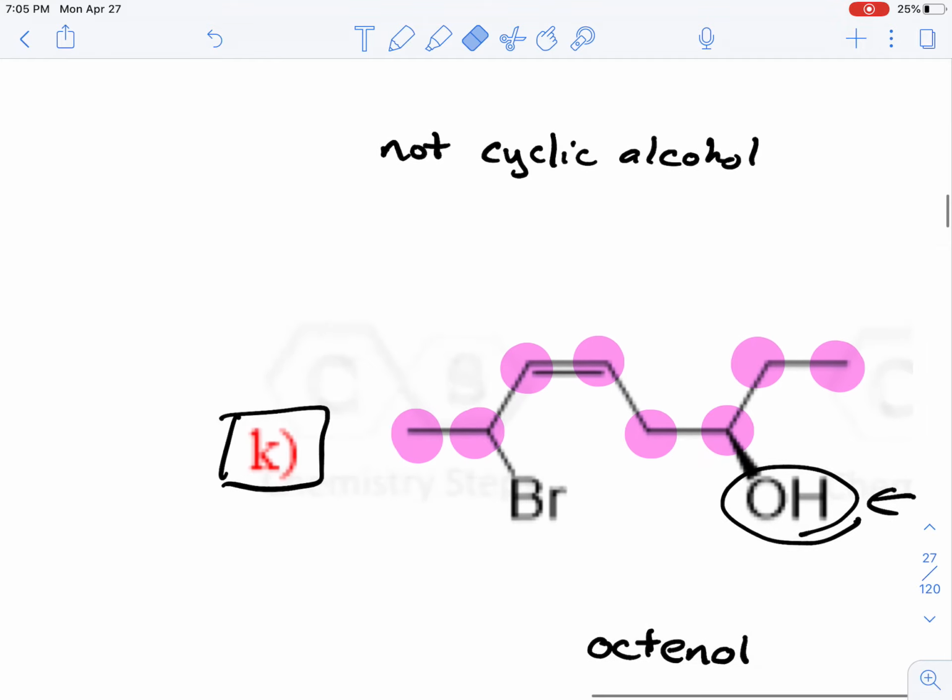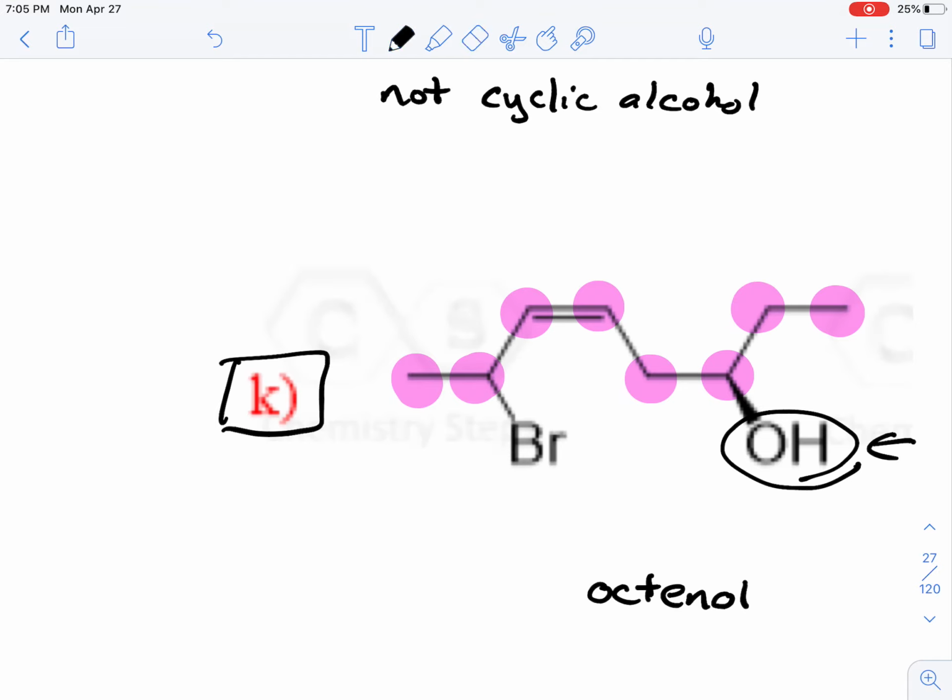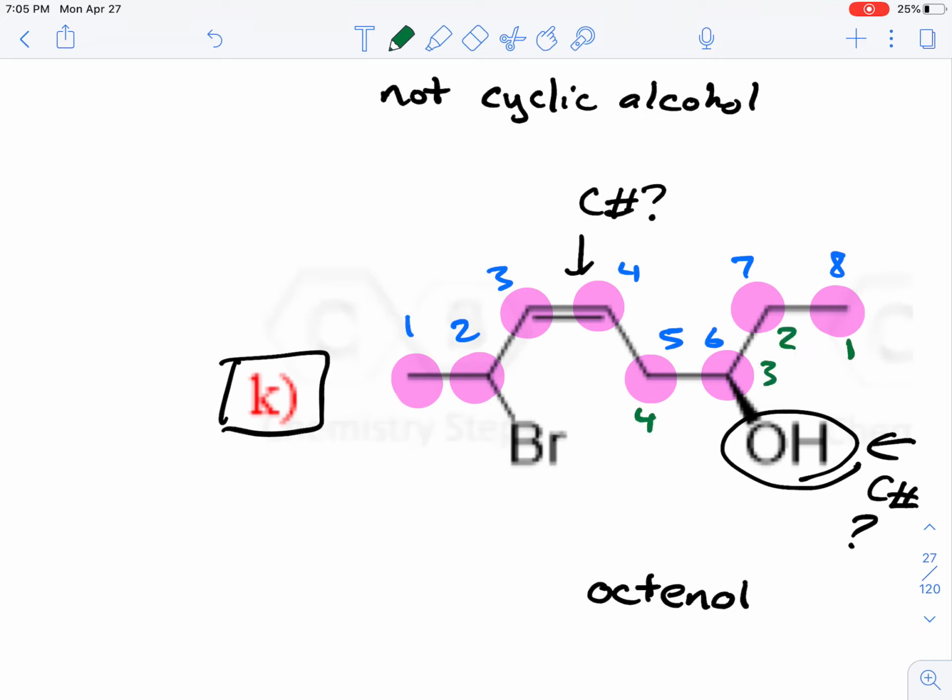Now, since this is not a cyclic alcohol, I have to describe the carbon number for the double bond and the carbon number for the alcohol. So I need to figure out a numbering system. This is where you're going to do the left to right, right to left. 1, 2, 3, 4, 5, 6, 7, 8. Right to left, 1, 2, 3, 4, 5, 6, 7, 8.